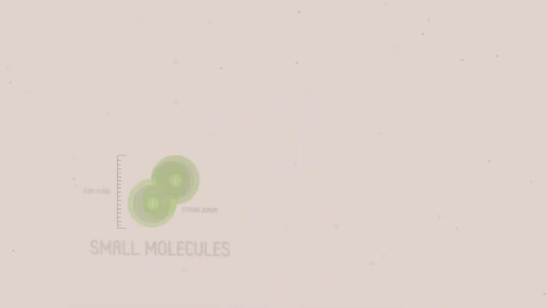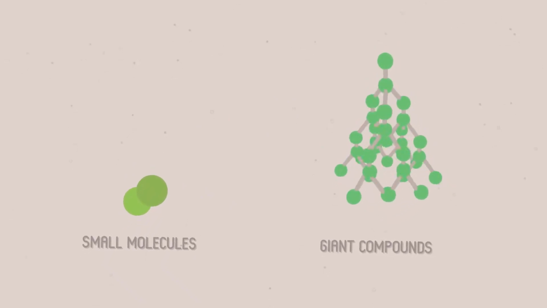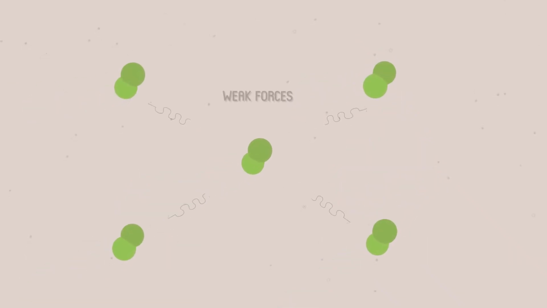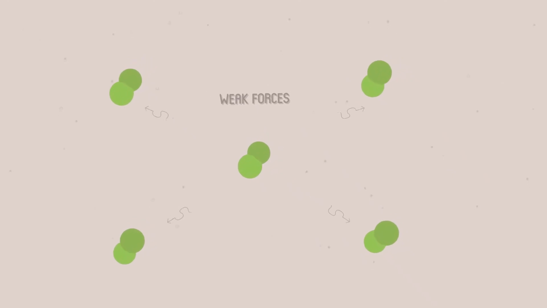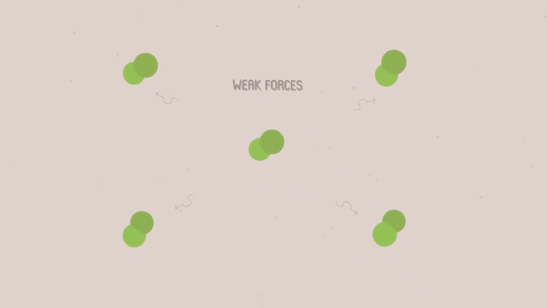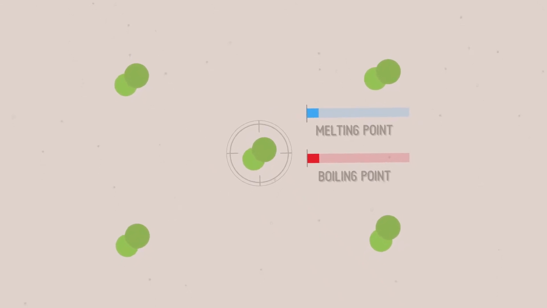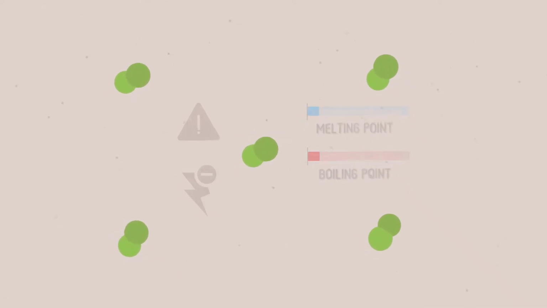There are two kinds of covalent structure: small molecules, like water, and giant compounds, like diamond. Because the electrons in the bonds are evenly shared, bonds are not polarized. There is little attraction between molecules, and forces between molecules are weak. Compounds made from small covalent molecules have low melting and boiling points, and are volatile. They also don't conduct electricity.